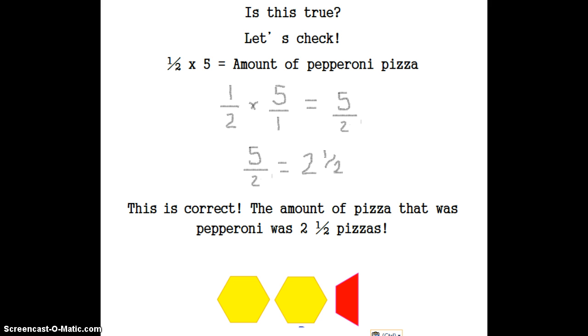Is this true? Again, let's check. 1/2 times 5 equals the amount of pepperoni pizza. So here we have our number sentence, 1/2 times 5 over 1 equals 5 halves. 5 divided by 2 equals 2 1/2. So this is correct. The amount of pizza that was pepperoni was 2½ pizzas.